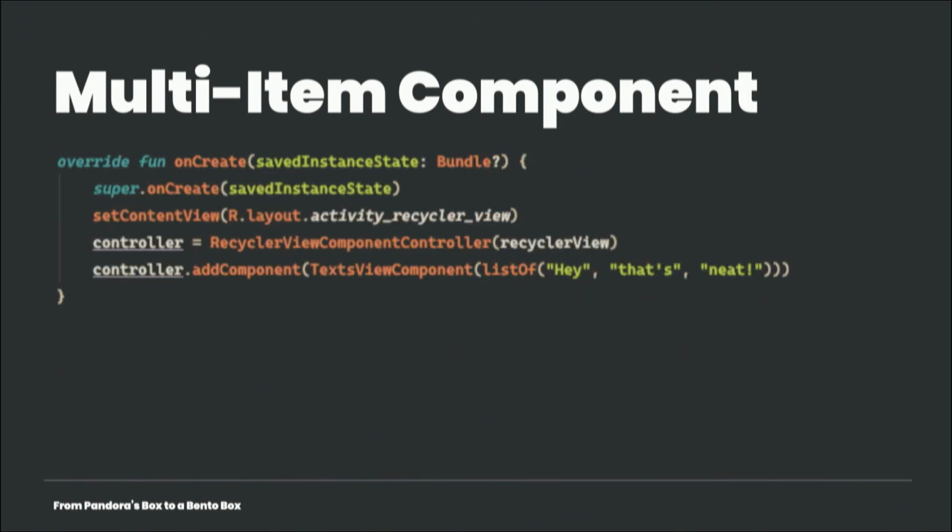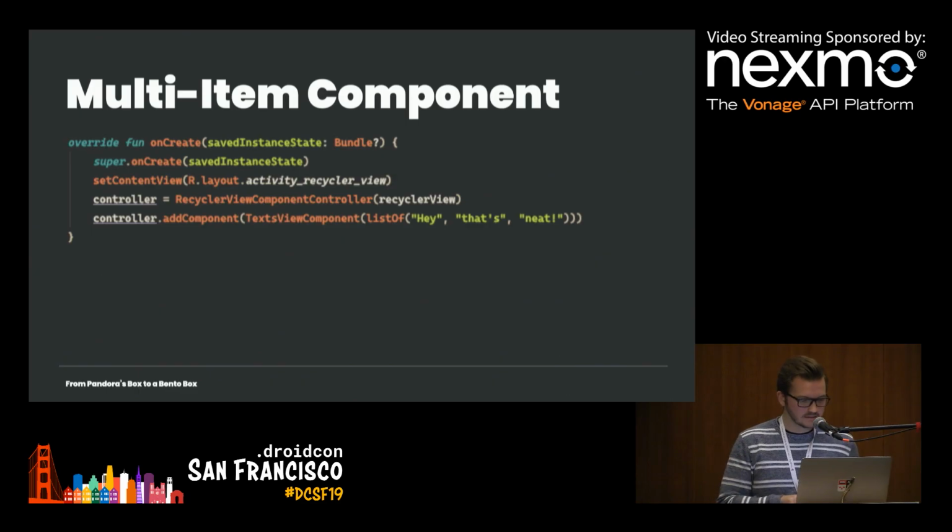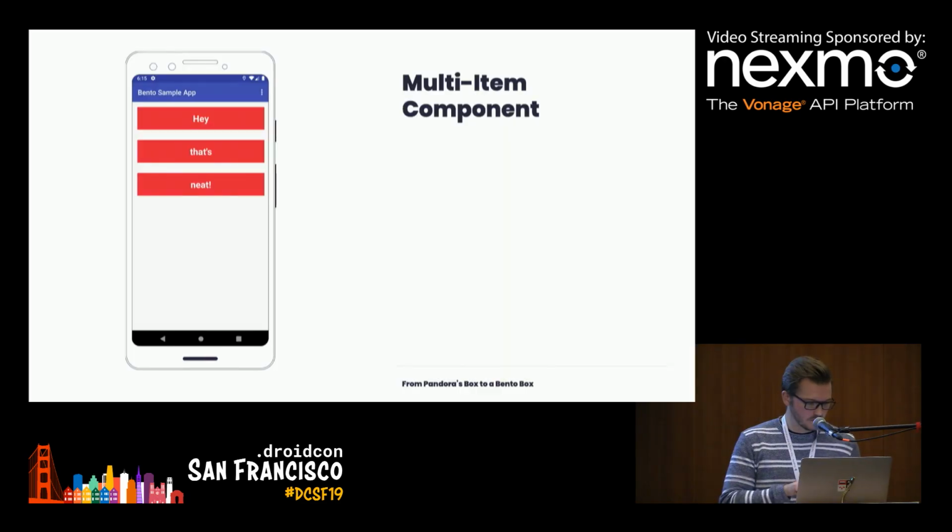And so this is what it would look like using our multi-item component in the onCreate method of an activity. We can set everything up the same way we had before with our setContentView, pass in a RecyclerView to our new RecyclerView component controller, and then add our new textView component with a list of 3 strings: one that says hey, one that says that's, and one that says neat. And let's see what happens when we run this. This is what we get. So now we have 3 distinct views that all belong to the same component class.